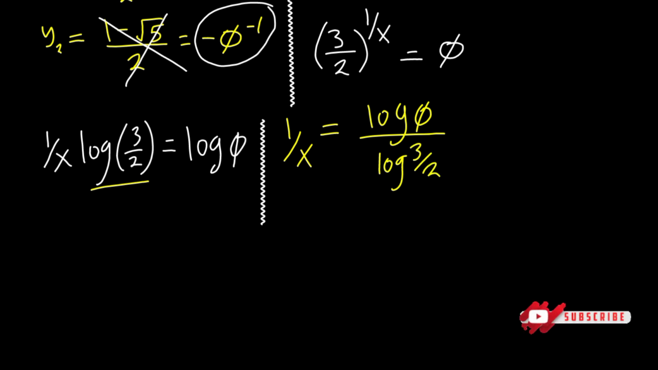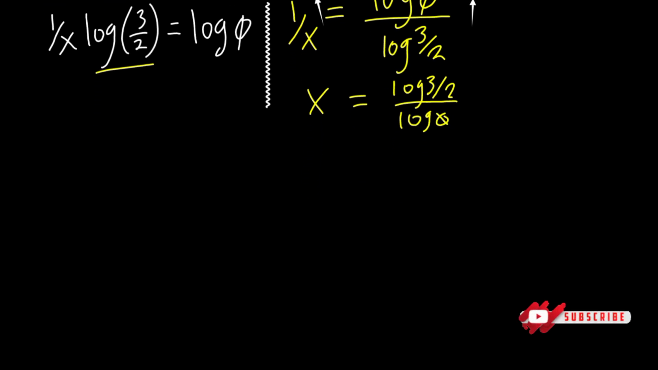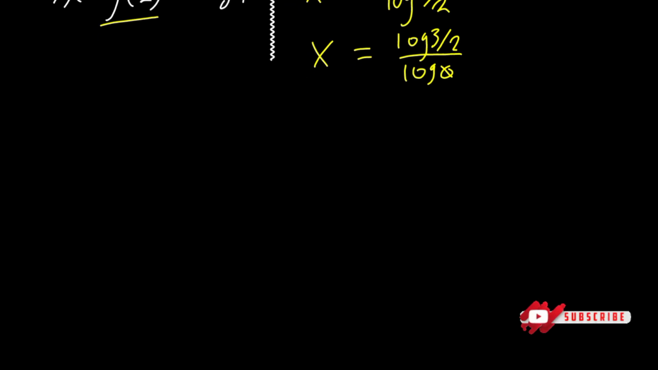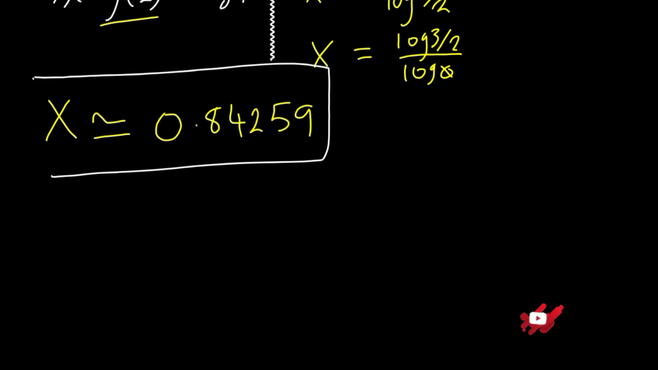And then when we take the reciprocal of both sides, we'll find out therefore that x should be equal to log 3 over 2 divided by log of phi. And then when we input this into our calculator, putting the value of phi in mind, we'll find out that x will be approximately equal to 0.84259 as our correct and the only valid solution.